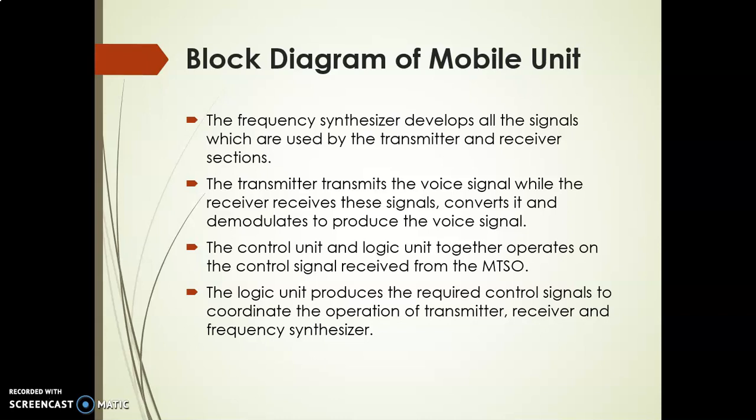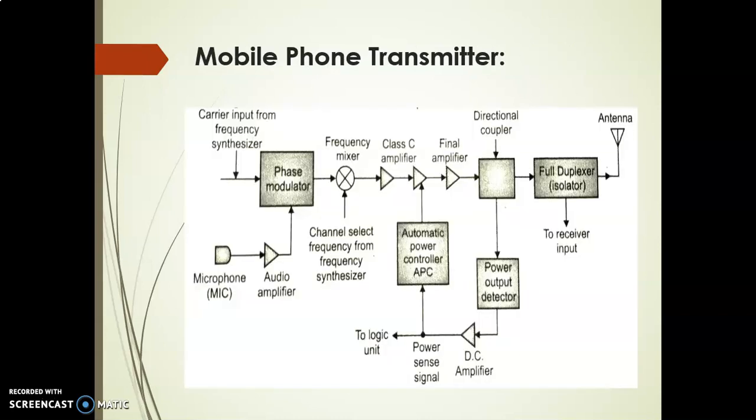Okay, that means the control unit and logic unit operate on the control signal received from the MTSO. Now we will see the blocks one by one in detail. The first block is the transmitter, the mobile phone transmitter. As you can see here, this is the diagram of the mobile phone transmitter.